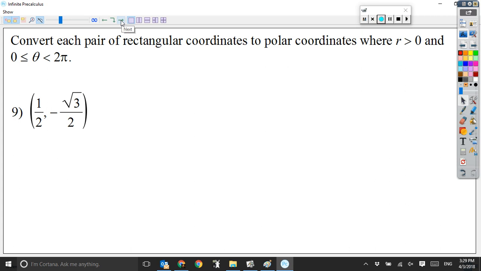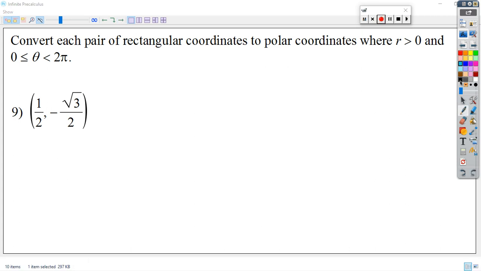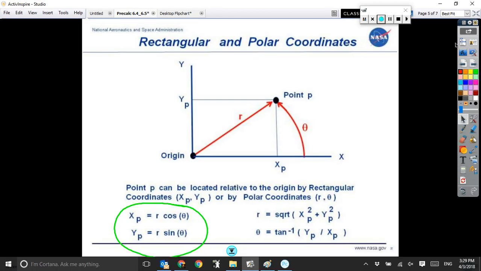Number 9, we're given rectangular and asked to find polar. So we're going to work backwards. This is going to look very similar to when we did this with vectors. So if I look for the formula we had earlier, it says r equals the square root of x squared plus y squared. So let's do that one first.